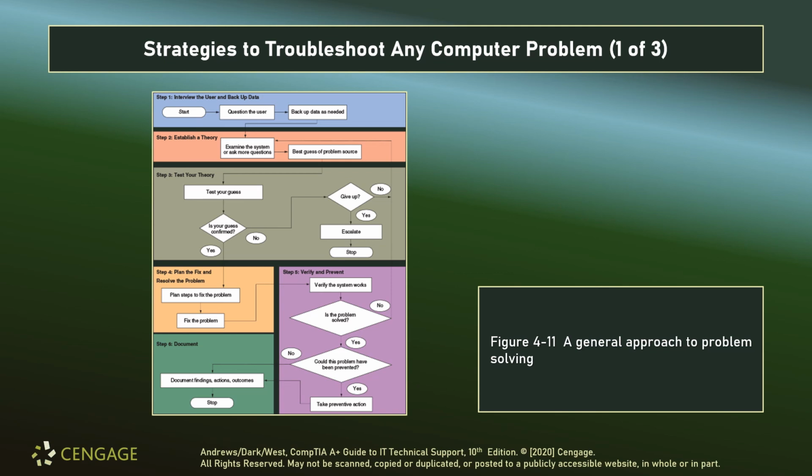So step 3 is testing that theory. We're going to go ahead and check and see if our guess might be right. If it is, that's great. We can move forward to step 4. If not, we have to move over into a different step. Are we going to give up? No. That means we loop back to step 2 and come back again.